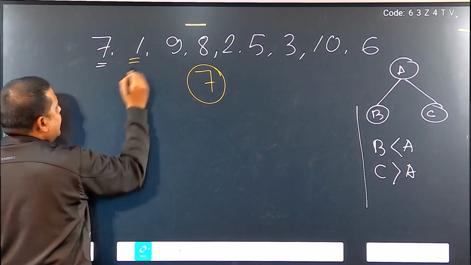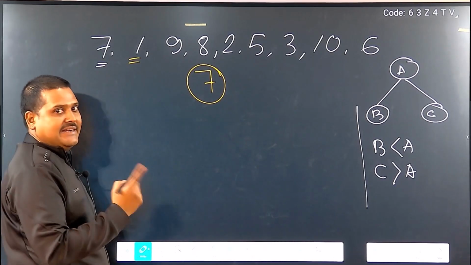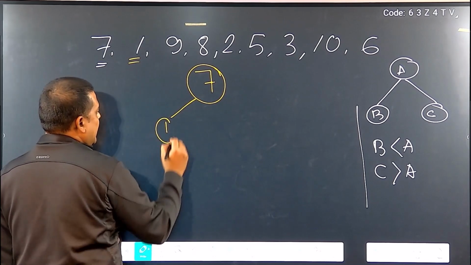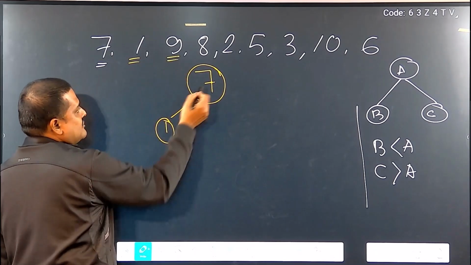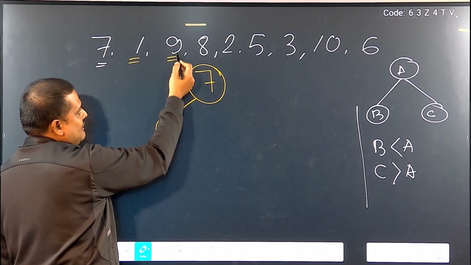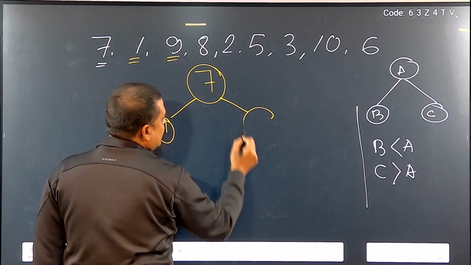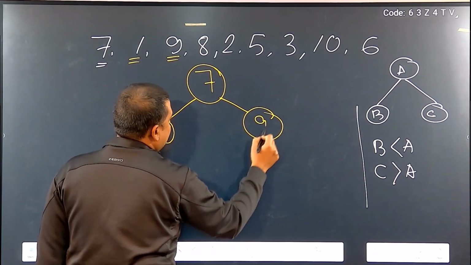Now, 1 is coming. Will 1 be its left child or right child? Definitely left child, so 1 will be here. Now we are getting 9. Compared with 7, is it greater than or less than? 9 is greater than 7, so it will be its right child.